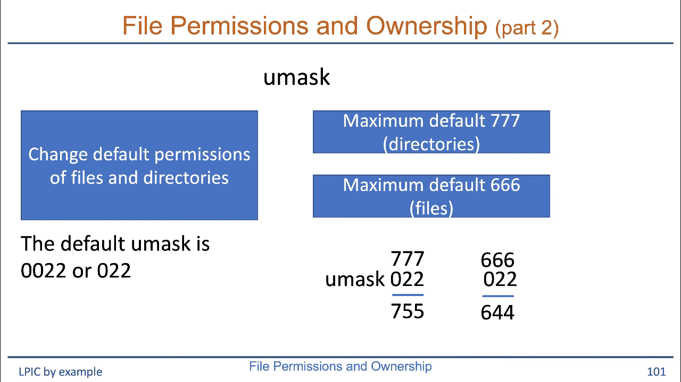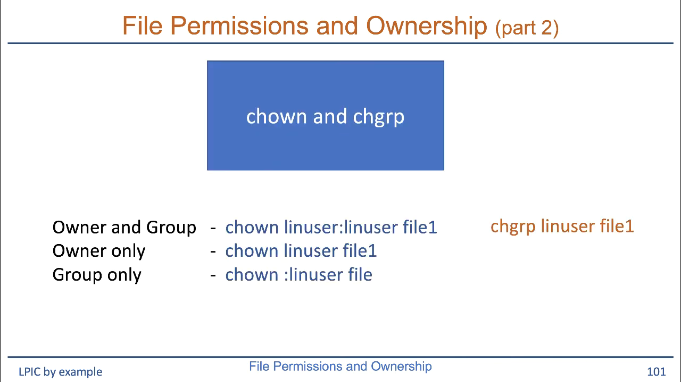And finally, let's have a look at change owner and change group, or chown and chgrp. The chown command is used to change the owner or group, or the owner and group of a file or directory. The chgrp command is used to change the group. Regular users cannot use these commands because only root can change ownership.